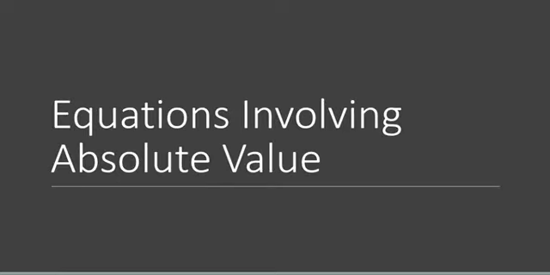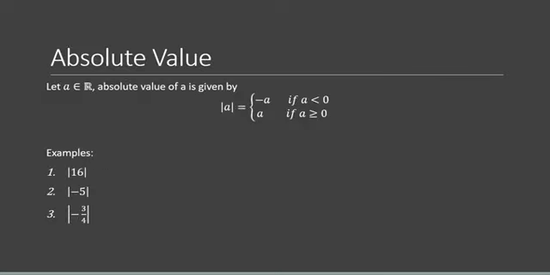Equations involving absolute value. Let us first define what is an absolute value of a real number a. The notation is given by this. The absolute value of a is negative a if a is a negative number, and the number a itself if a is greater than or equal to 0. So we have examples here.